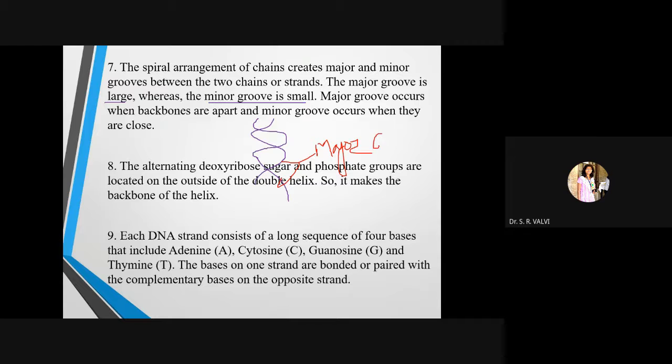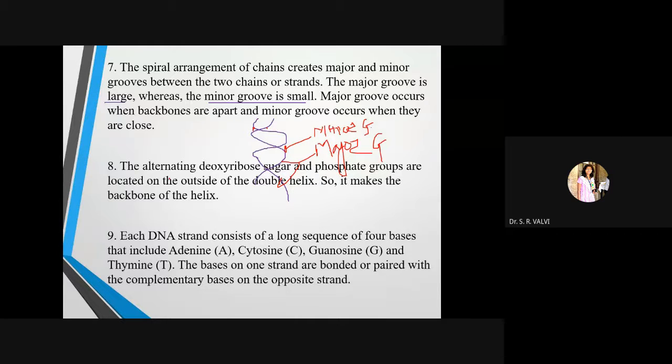So this portion is called the major groove, whereas this part, where they are coming nearer to each other, here also you can see, this portion is called the minor groove, where the two strands are coming close to each other. In the minor groove they come close, in the major groove they move apart from each other.